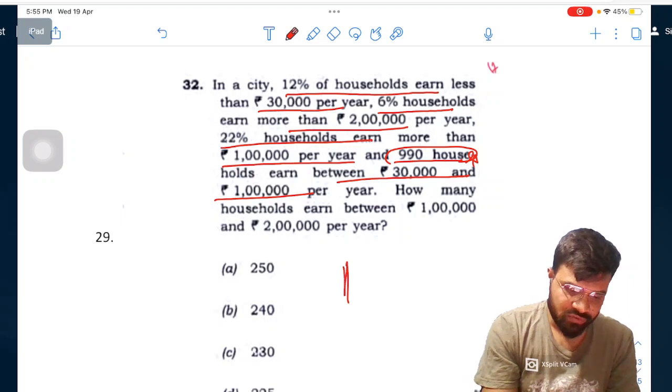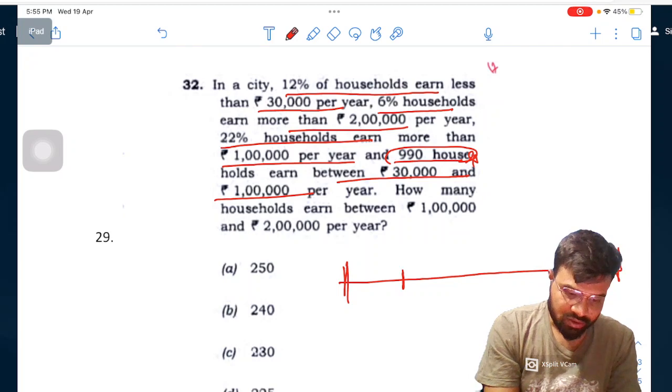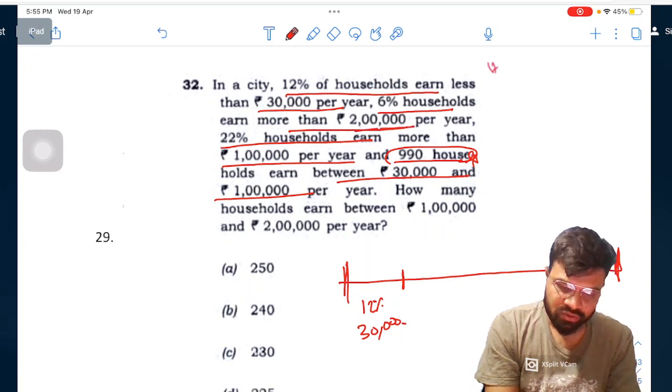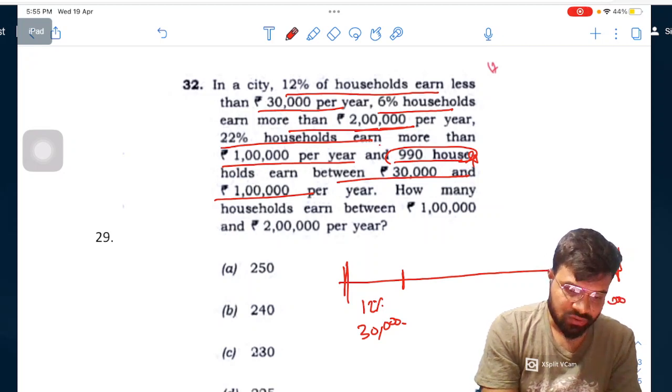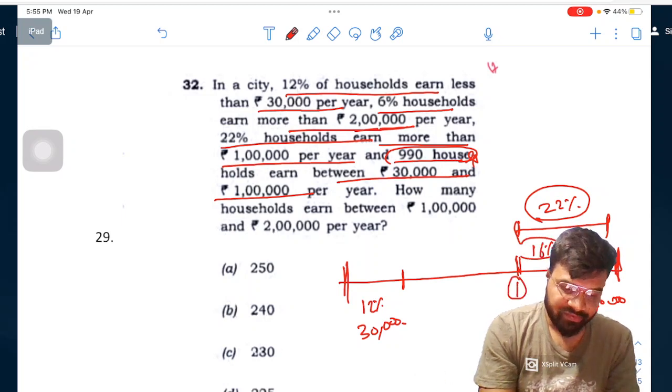So if you draw it like this diagram, there are 12% people who earn less than 30,000. 6% households earn more than 2 lakh, 200,000. 22% households earn more than 1 lakh per year. So this total number is 22. That means 16% are between 1 lakh and 2 lakh.